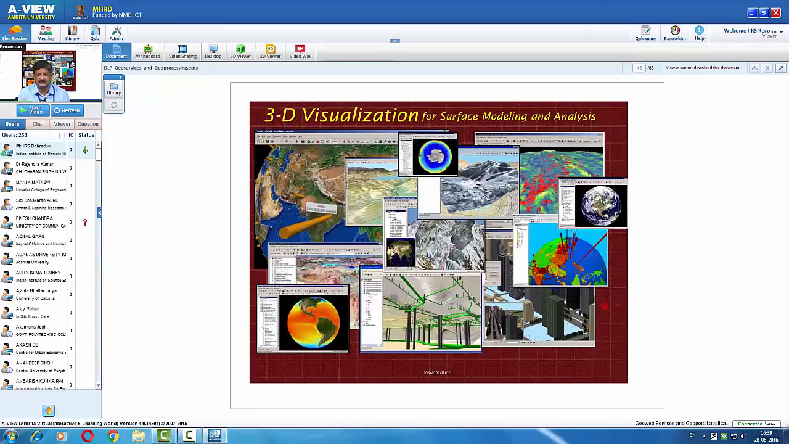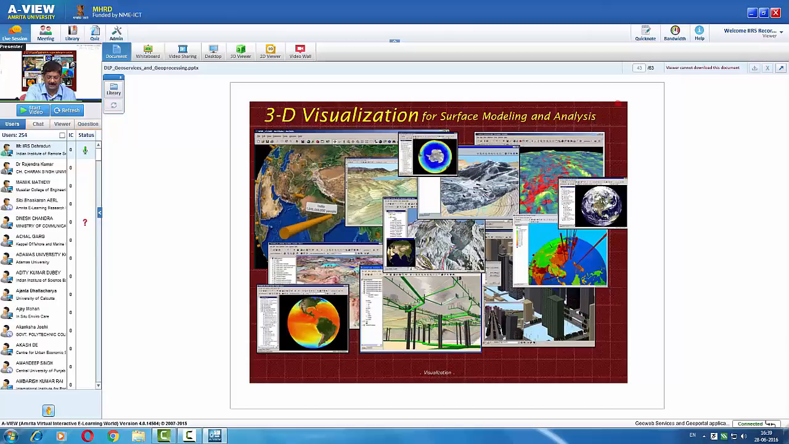Then we have the 3D visualization, very important for surface modeling as well as analysis. There are many images shown here. You can see the contour maps over the image, which will help you to know where the concentric heights and variations are. And you can see another image at the subsurface level, showing where the drainage and the other power lines are at the bottom of the road. All can be studied from this. So 3D visualization is a very important component of geospatial technology.